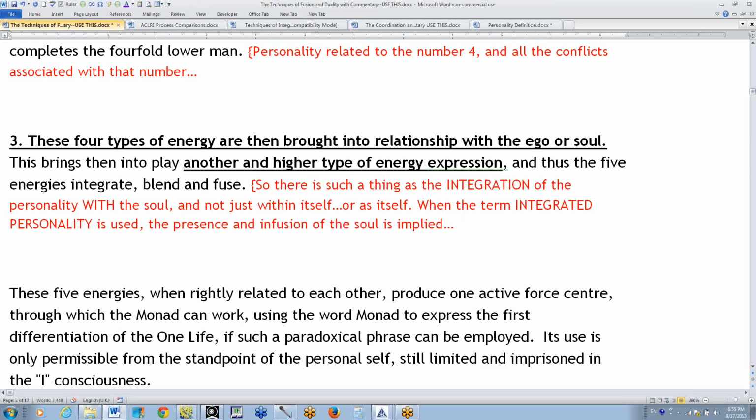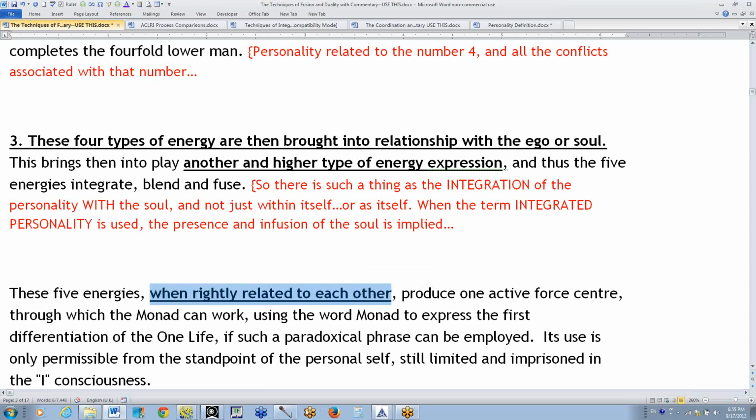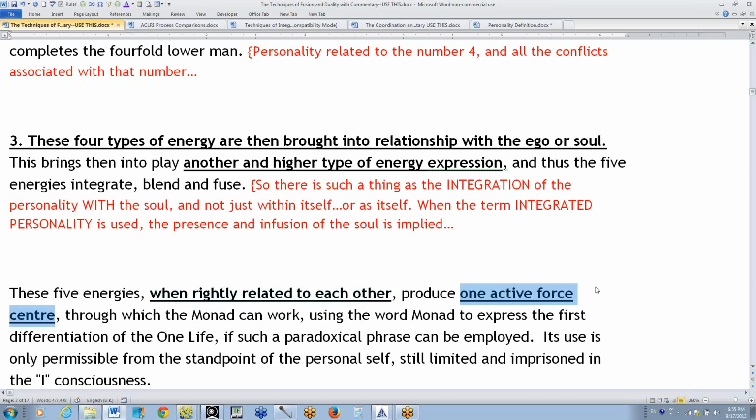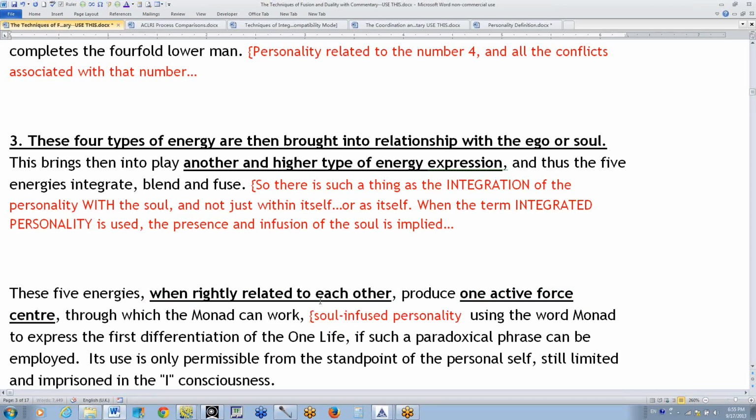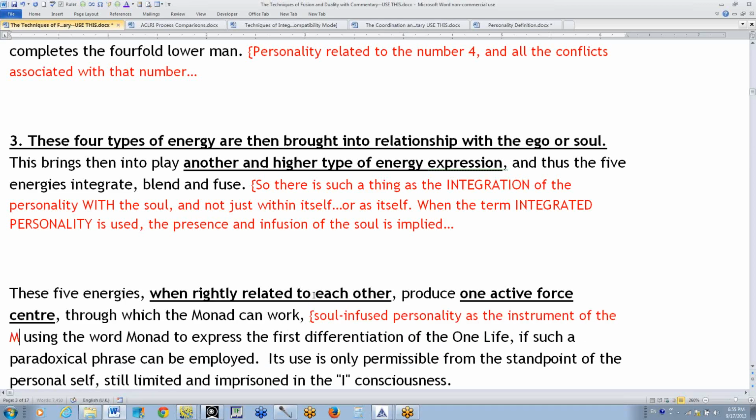These 5 energies, when rightly related to each other, this is one of those synthetic sections of the book which is so important for us to grasp. These five energies, when rightly related to each other, produce one active force center through which the monad can work. This is the soul-infused personality as the instrument of the monad.